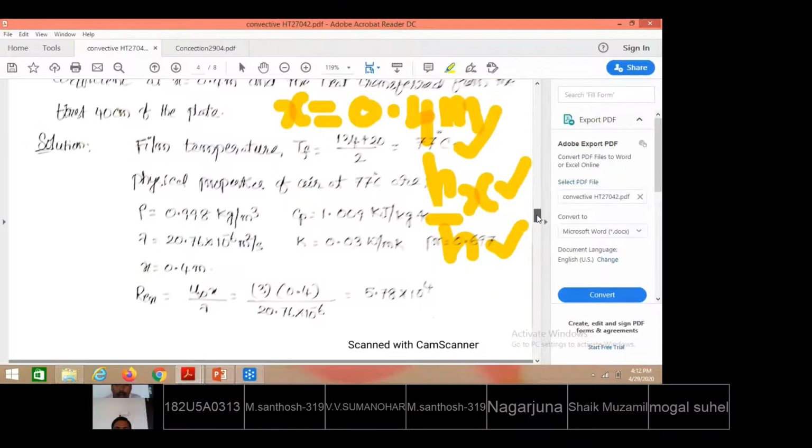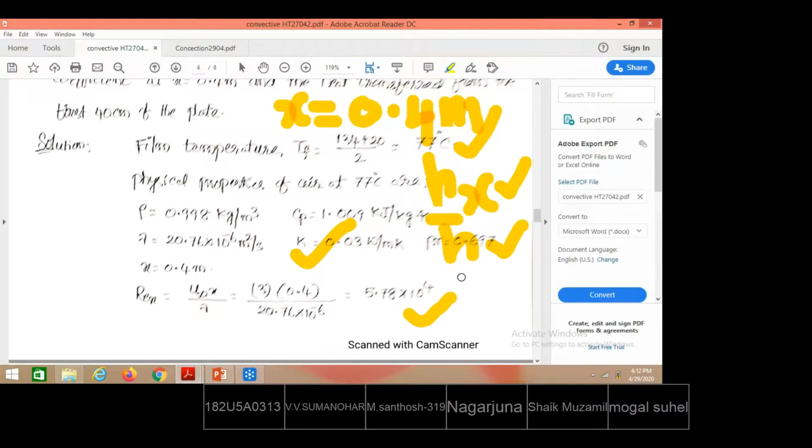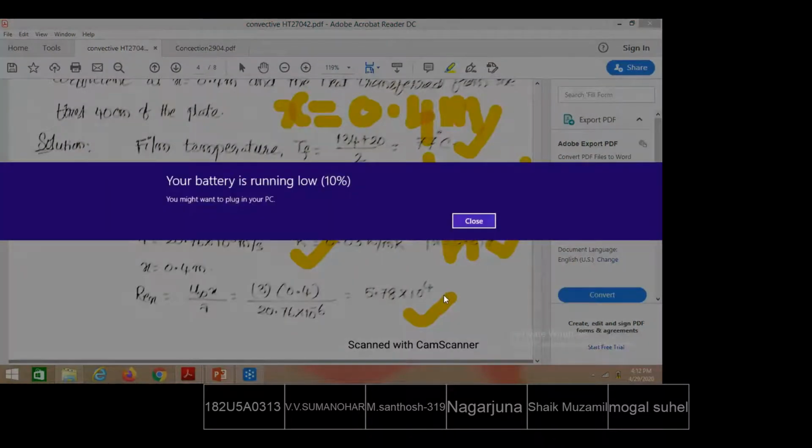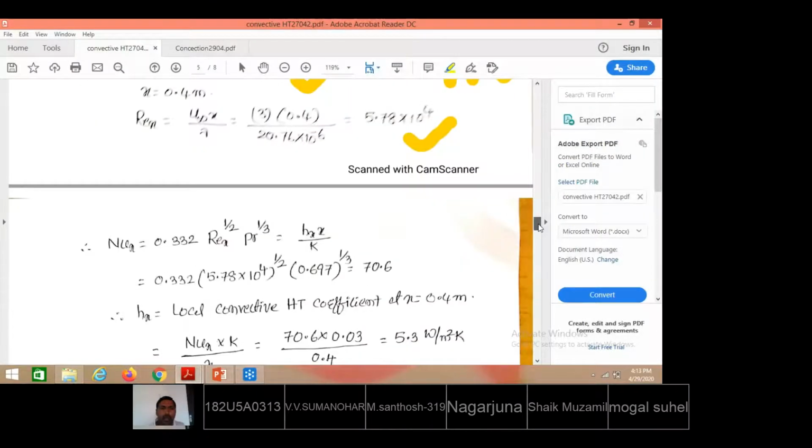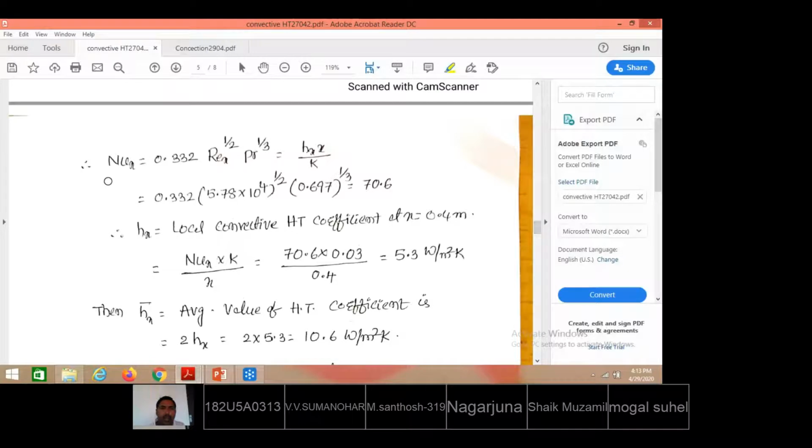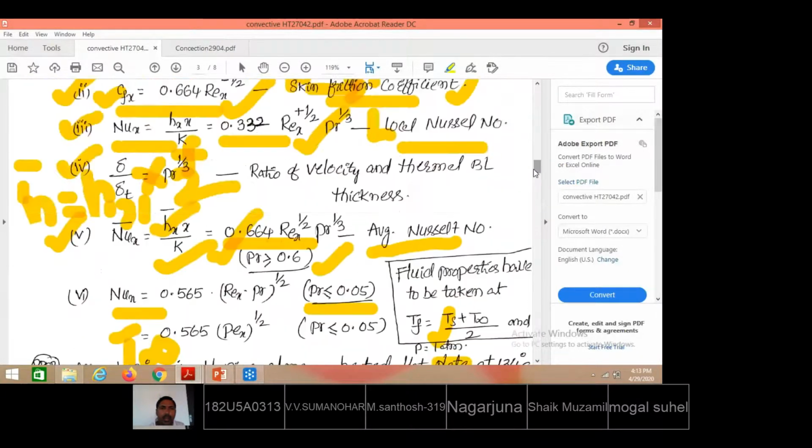As I have already told you, what is the film temperature for external flows? 134 plus 20 by 2, that is 77. At 77 degrees centigrade, the properties must be taken and the Reynolds number calculated. That is 5.78 into 10 to the power 4, which is less than 5 into 10 to the power 5. Therefore, the flow is laminar. For laminar flow, how do you calculate the Nusselt number? In the previous case we have already seen that for laminar flow, the local Nusselt number is calculated from this relation, which is available in the data book.